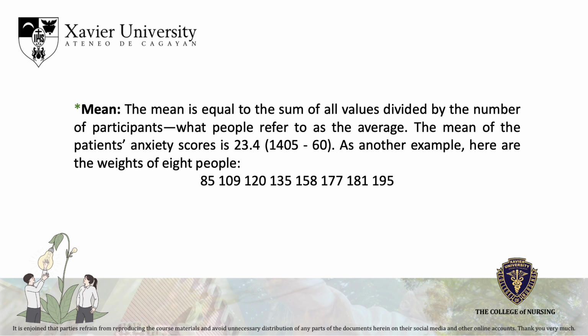As another example, here are the weights of 8 people: 85, 109, 120, 135, 158, 177, 181, and 195. In this example, the mean is 145. Unlike the median, the mean is affected by the value of every score. If we were to exchange the 195-pound person for one weighing 275 pounds, the mean weight would increase from 145 to 155. So this is not insensitive. This time, the mean is very sensitive.